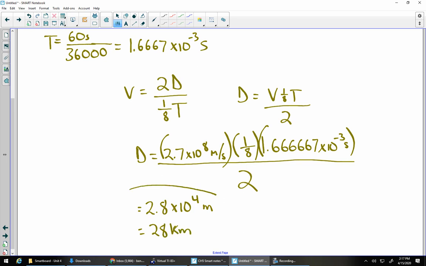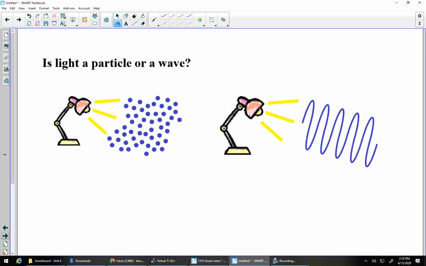Again, that's the one-way distance between the first mirror, the rotating mirror, and the fixed mirror. Cool. Pretty fast. So in 1.6 times 10 to the negative 3 seconds, it goes 28 kilometers. Pretty crazy. Cool.